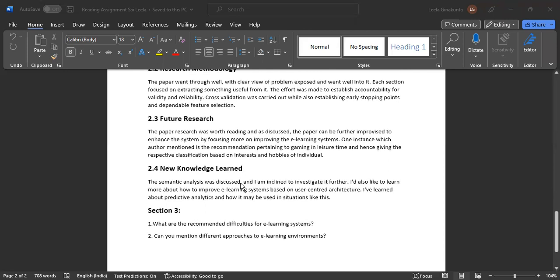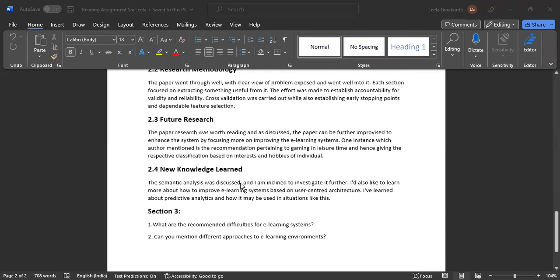Coming to the future research, the paper was worth reading and, as discussed, the paper can be further improved to enhance the system by focusing more on improving e-learning systems. One instance which the author mentioned is the recommendation pertaining to gaming and leisure time, and hence giving the respective classification based on interests and hobbies of the individual.